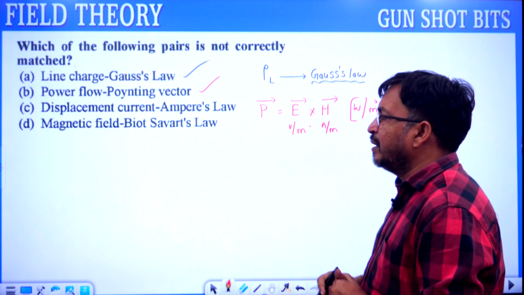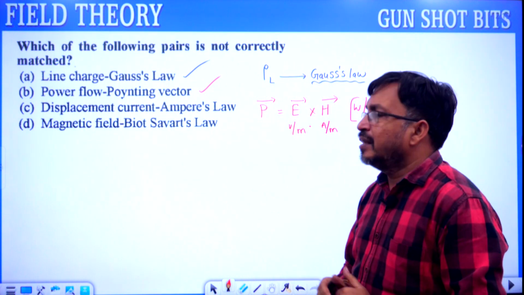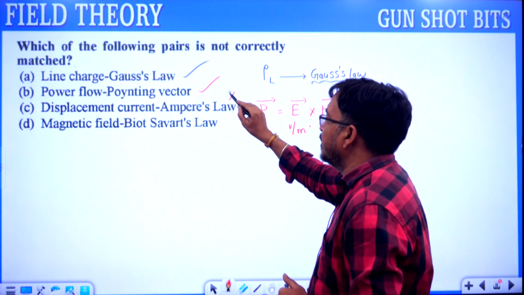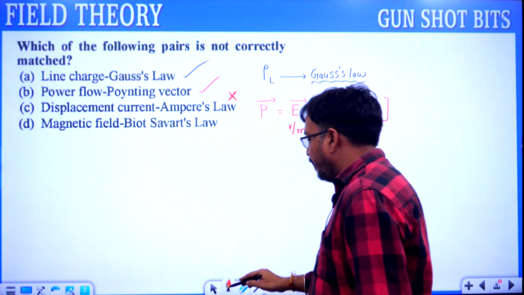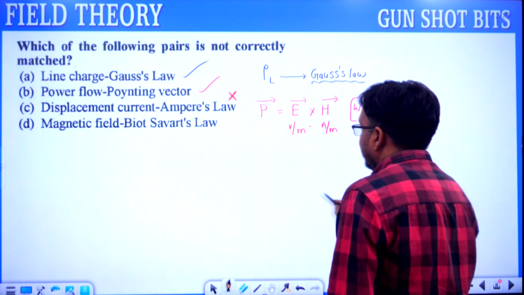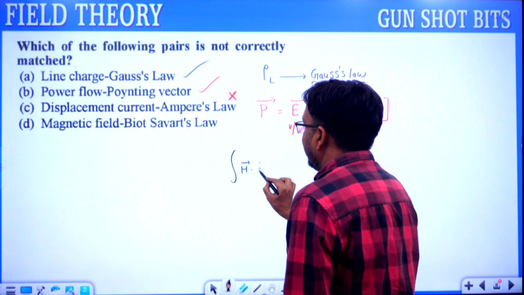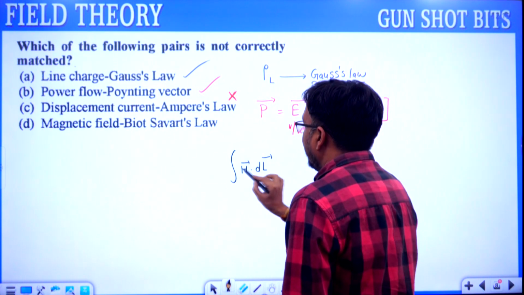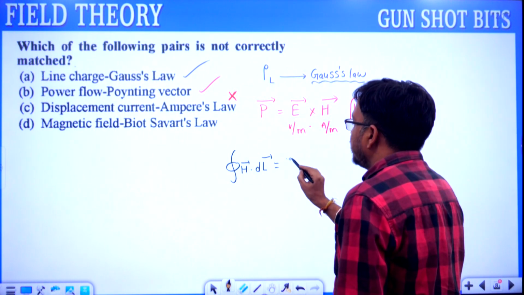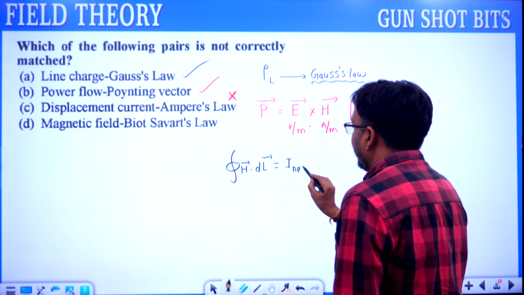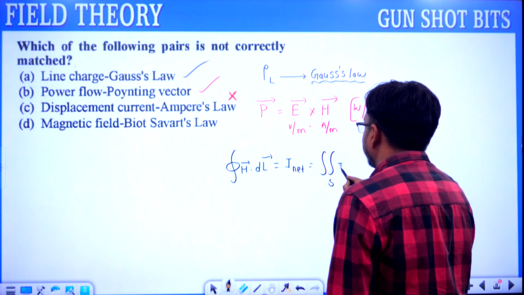Option C, displacement current and Ampere's law. Yes, it is not a pair, it is not matched. Why is it not matched? Because, what is Ampere's law? The line integral of magnetic field intensity around a closed path is always equal to the net outward current. From this, I equals the surface integral of J dot ds.